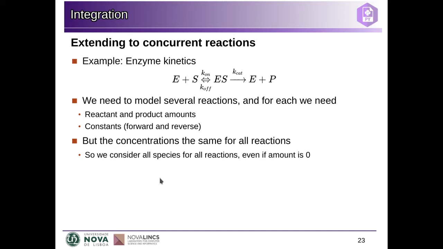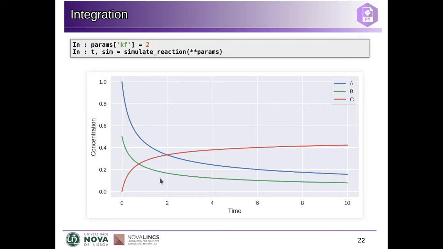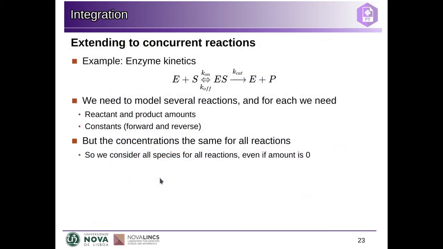So let's see an example of complicating this a bit more, where we can extend this easily into several simultaneous reactions. What we did here was to solve for one reaction. Now we're going to solve for a set of reactions that are taking place concurrently. So what we need to do is have all the species for all the reactions.